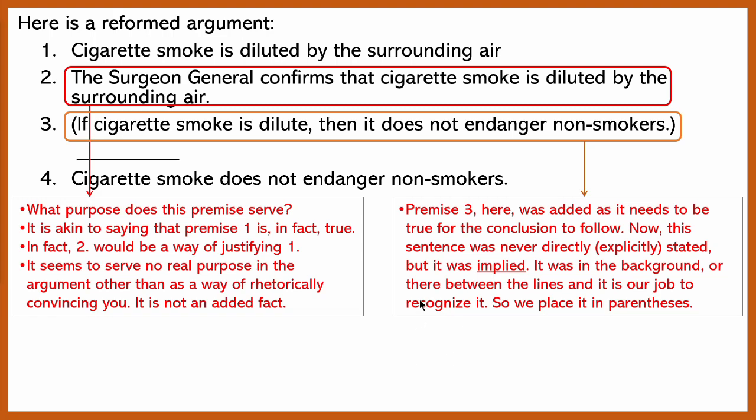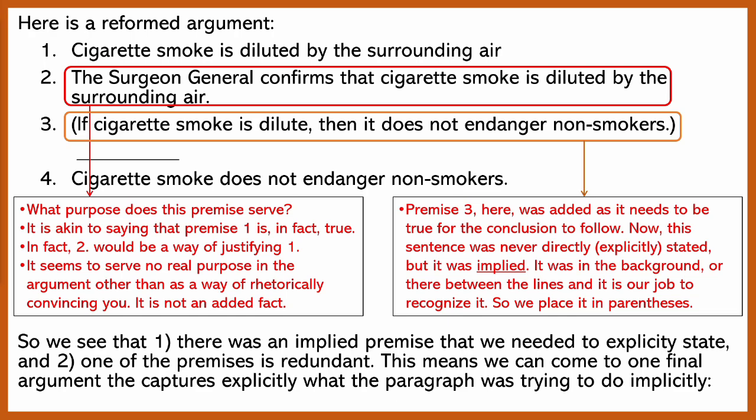So, what do we have? We see that there is an implied premise that we needed to explicitly state, and that one of the premises is redundant. When we go through that whole mess that we went through, and we're thinking logically about this, taking our time, doing an intellectual investigation, we see that there are some issues with the reasoning. Once we wipe away all the rhetoric, all the stuff that isn't necessary, we formulate it into an argument. We see what's missing. We add it. That's premise 3 in this example. Then we see that stuff has been redundant. It's implied, and we need to do more work to have the best possible argument that this author is trying to present us. This means we can come to one final argument.